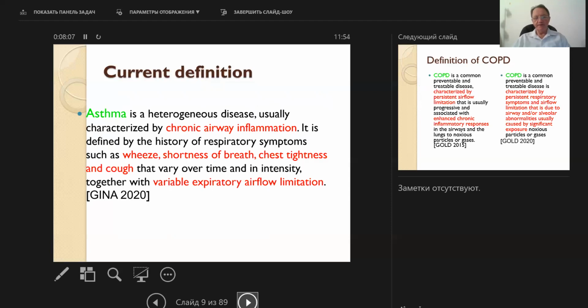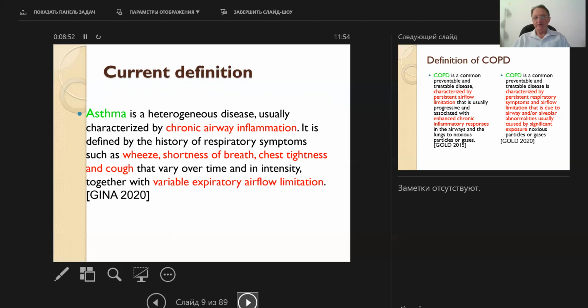I would like to tell once more about asthma. Asthma is a heterogeneous disease, usually characterized by chronic airway inflammation. In the center of the definition of bronchial asthma is our understanding that this is a chronic inflammatory process in the airways. You can ask me that chronic bronchitis is also chronic airway inflammation. It's true.